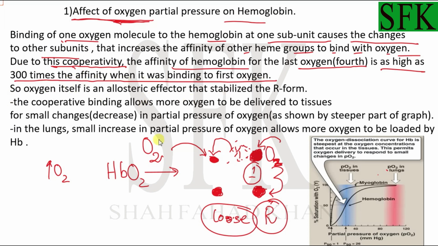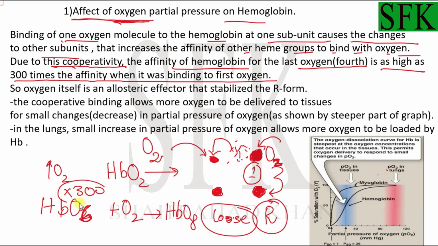Basically, for the last oxygen, we are talking about the hemoglobin when it has accepted three molecules of oxygen, meaning it has accepted six oxygen atoms, and it is accepting the last oxygen molecule to get fully saturated HbO8. While accepting this oxygen molecule, its affinity is almost 300 times greater than its affinity when the deoxygenated hemoglobin accepted the first oxygen molecule. So this is what it really means, and we've also discussed this in the previous lectures.